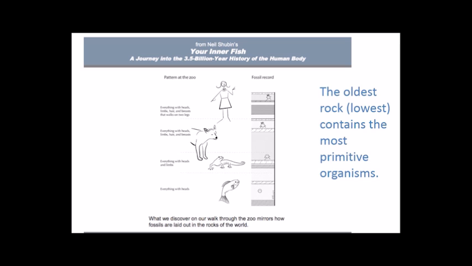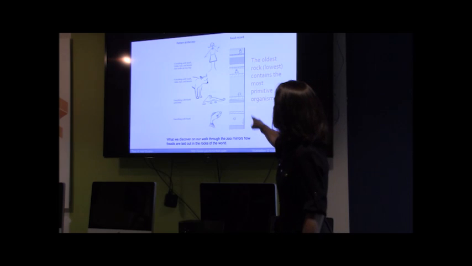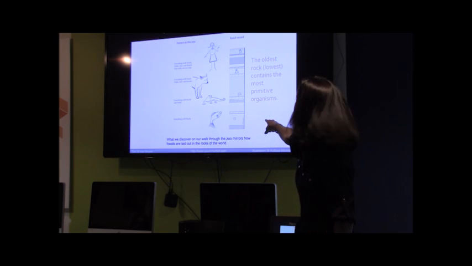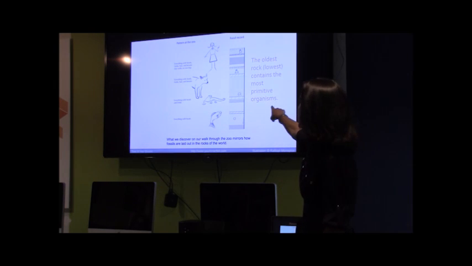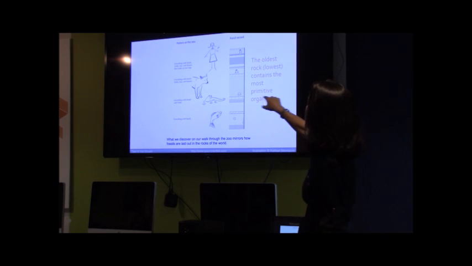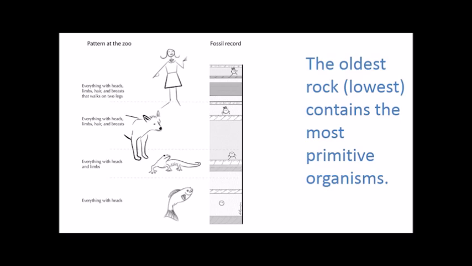The kids get it because it's okay, law of superposition, the older stuff is below, the newer stuff is above. But when you say no, listen guys, things with heads, and then things with heads and feet, and then things with heads and feet and fur, and then things with heads and feet and fur and big brains, then they see it in a pictorial fashion and they understand it more.